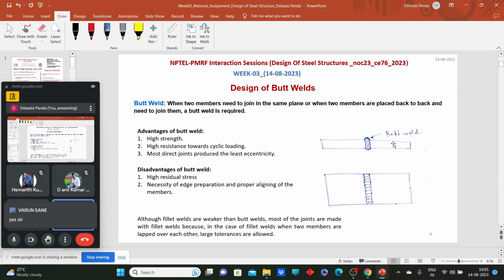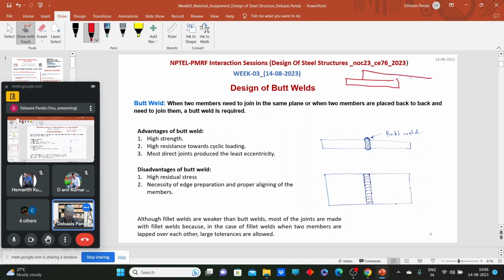Okay, so butt weld. Now, this is one kind of weld. In fillet weld, what we have seen is that if we need to lap two plates, or make a connection at some angle, we go for the fillet weld. Now, when we need to join two members or two plates in a plane, back to back or face to face, we go for the butt weld. So how is this butt welding done? Here is the cross sectional view of the butt weld, and this is the plan view, the top view.